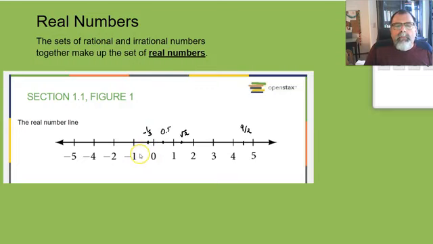And then if I did negative square root of 5, that's about 2.236. So negative, roughly there. So again, every real number can be represented by a point on the real number line. Anything to the right of 0 is positive. Anything to the left of 0 is negative. 0 is neutral, doesn't have a sign. It's neither positive nor negative.